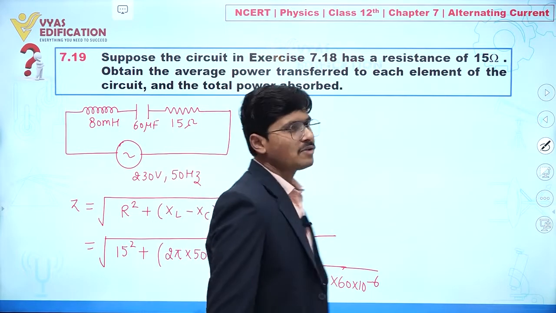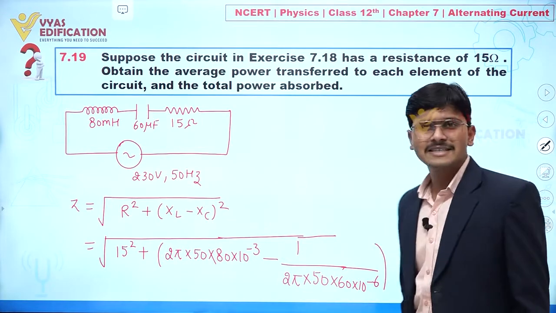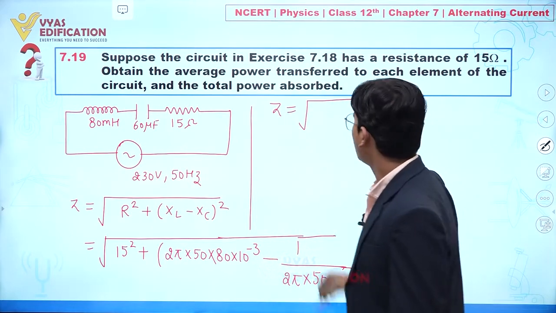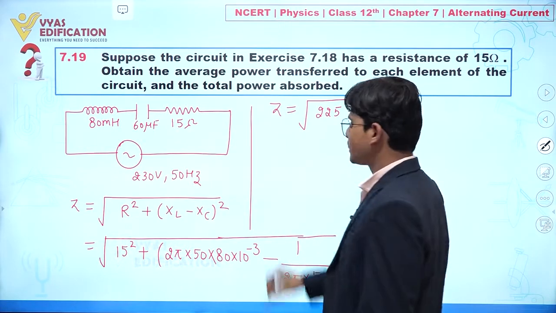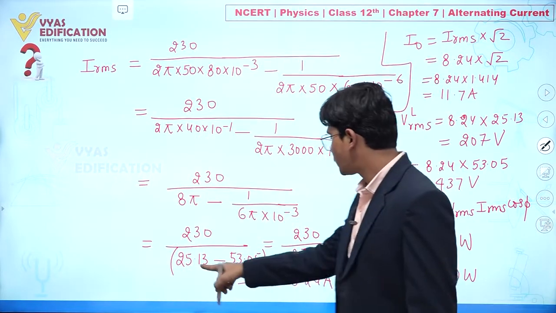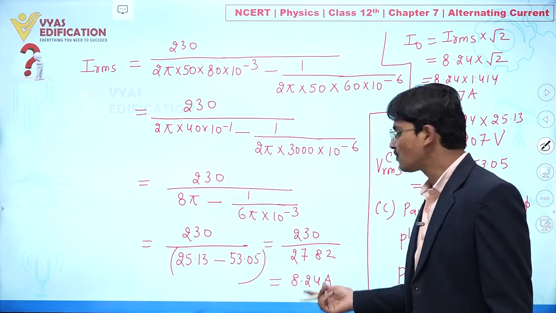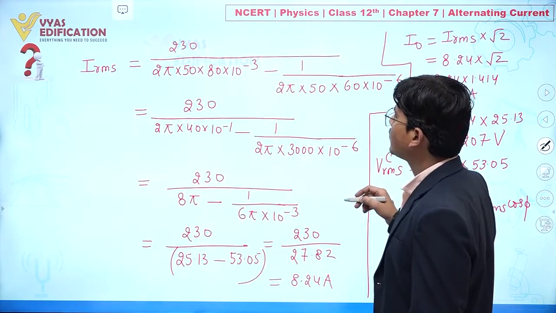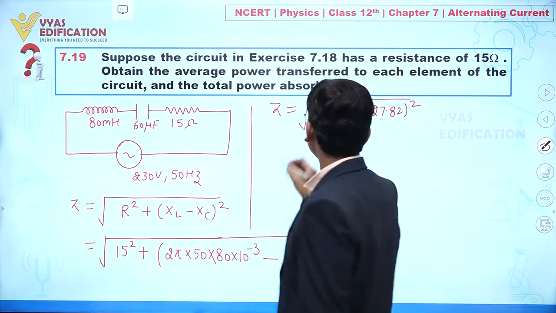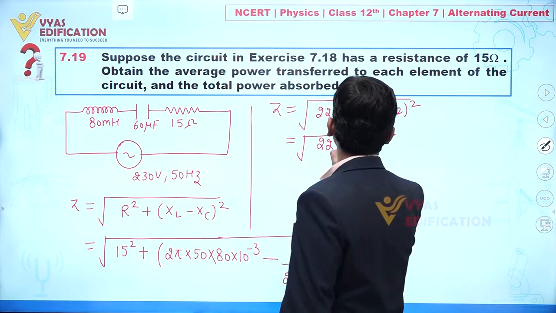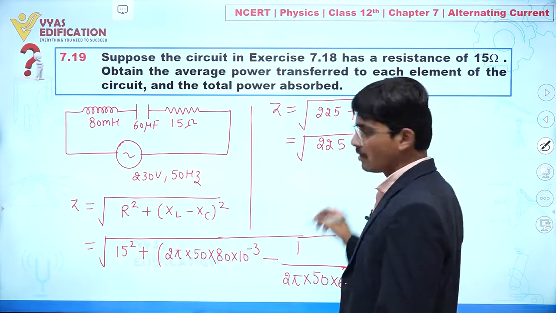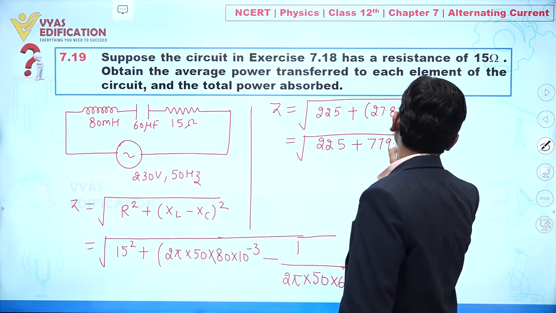Now let us try to understand this calculation you have already done in the previous question. So we can write like this: the value of capital Z is given by the value of R, 225, plus, we can say this is 25.13 and this is 53.05, so we are getting 27.82, whole square. So from here you can write this is equal to 225 plus 27.82 square. 27.82 square is given by about 779.5. Near about this value you will get.